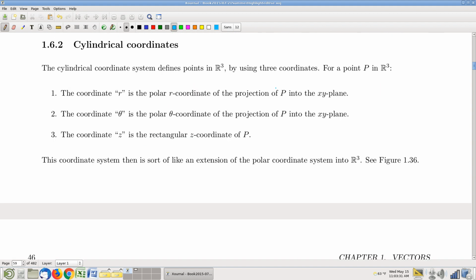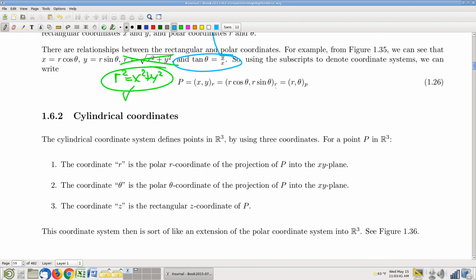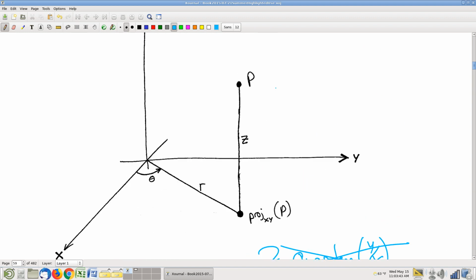Cylindrical coordinates is sometimes referred to as polar coordinates in R3. Yeah, so per your question, that terminology, I guess, is kind of okay. It's sort of fine. Here, let me walk you through what cylindrical coordinates is.